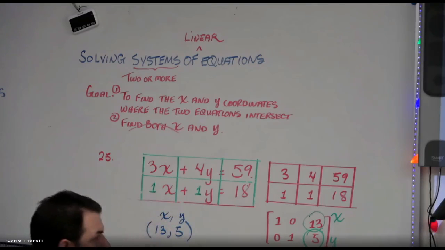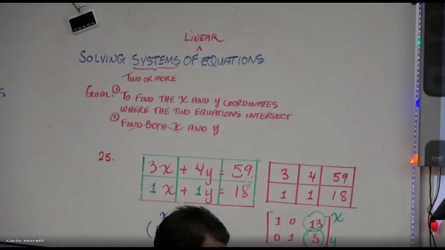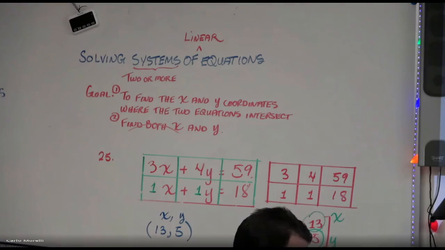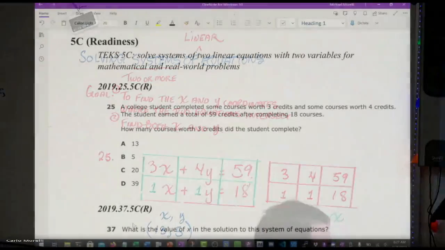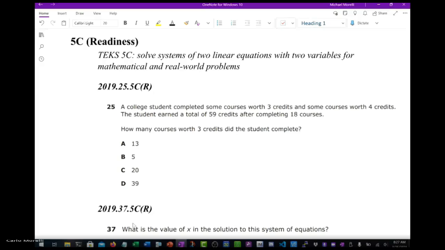Now we need to understand, what does this mean? Because we got to go back to our math problem now and interpret. How many courses worth 3 credits did the student complete? Which one is it? Is it 13 or is it 5? 13. Because remember, it was the courses worth 3 credits, we called 3X. So we need to give 13 as our answer. So the answer is A.